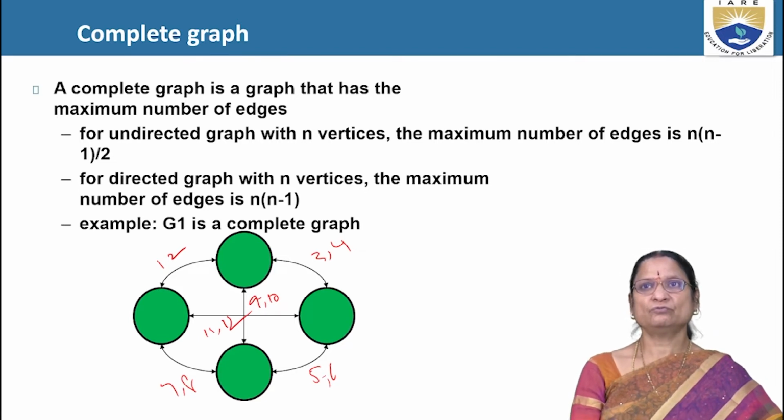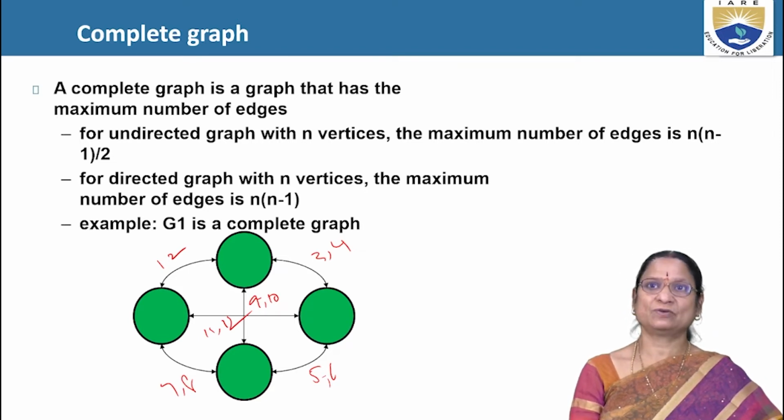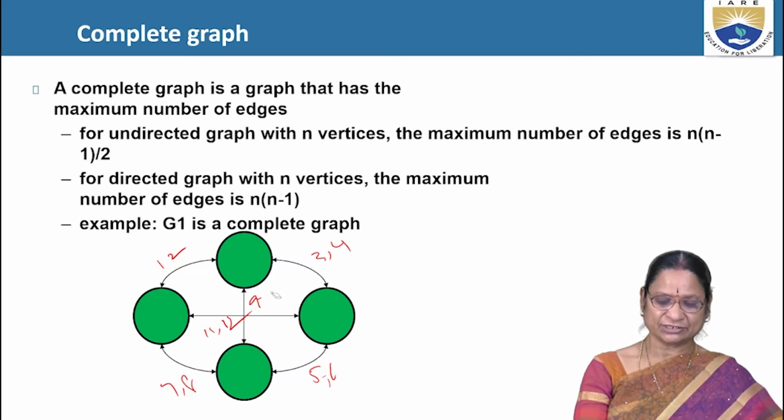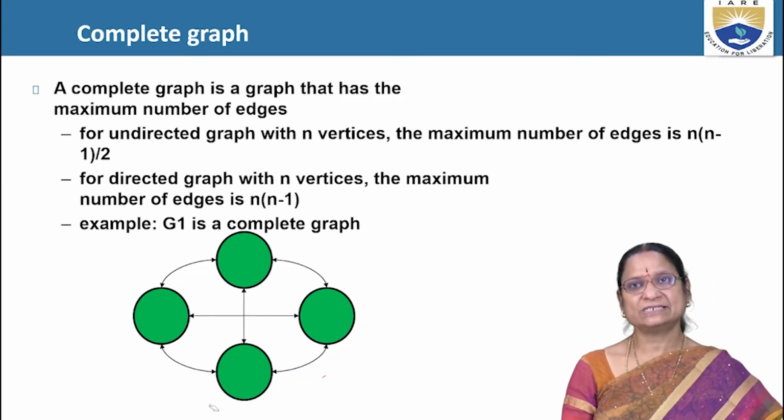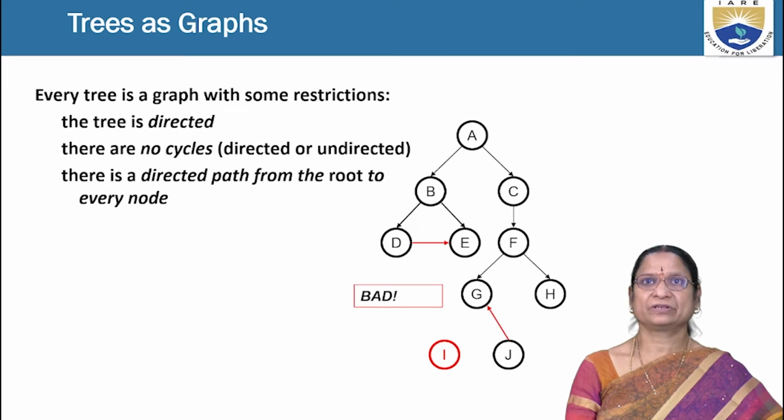So 4 into 3, 12. 12 edges are there. If it is an undirected graph, each edge is going to be undirected, no? So no need to consider it as 2 edges, A to B, B to A. So that's why we can divide by 2.